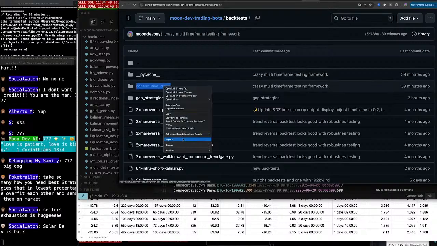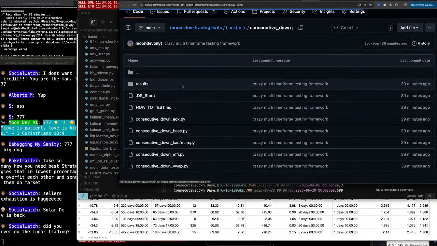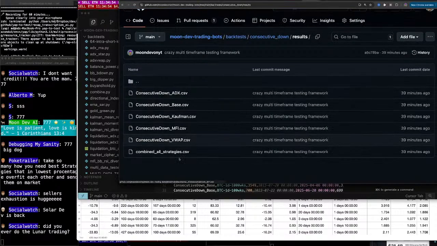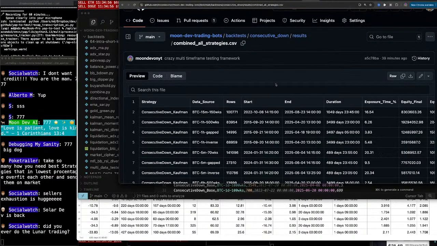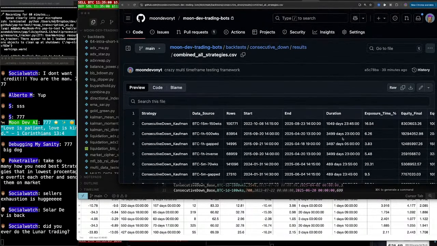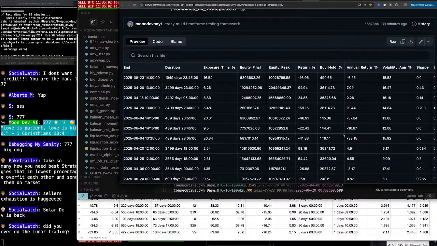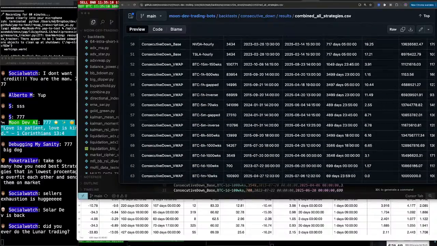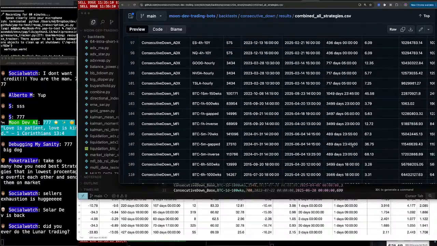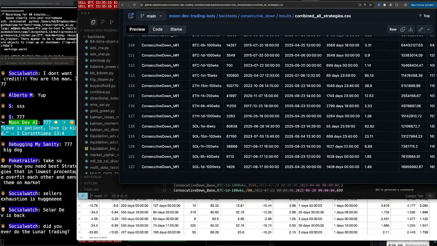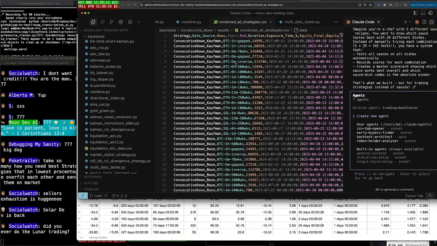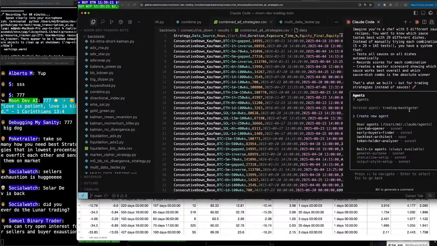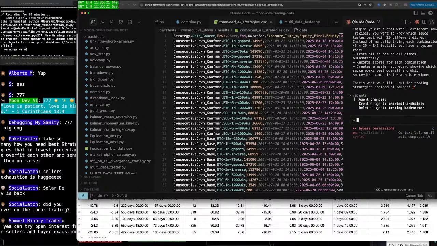Consecutive down here, copy path. What I love about this is now all the results are right here. Combined strategies, I can see. Oh, fudge. You can't sort by. Thank God you can't. At least you can't sort in this. SpaghettiOs, that's 122 backtests. Sheesh, that's a lot.